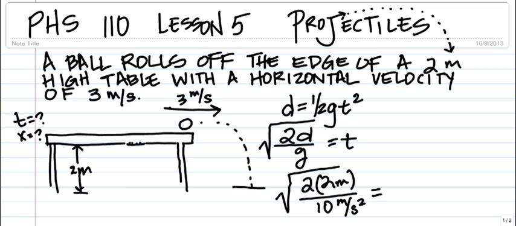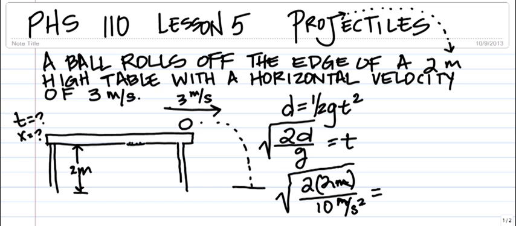So if you notice here, my meter in the numerator cancels with my meter in the denominator. Anytime you have a fraction in your denominator, it flips, so the seconds squared is actually in the numerator, but we're square rooting it. So our unit that's left over is seconds, and that's good.